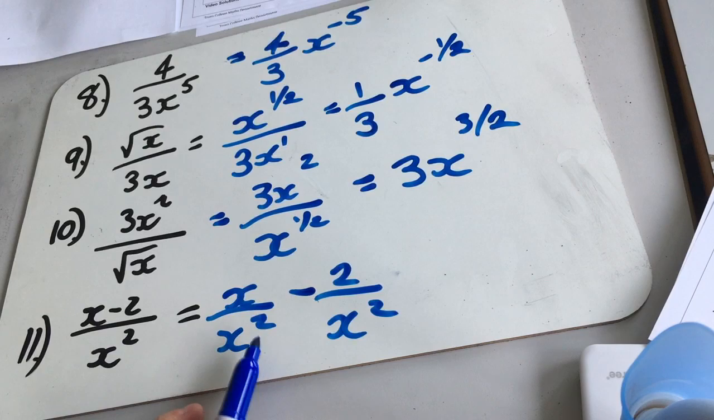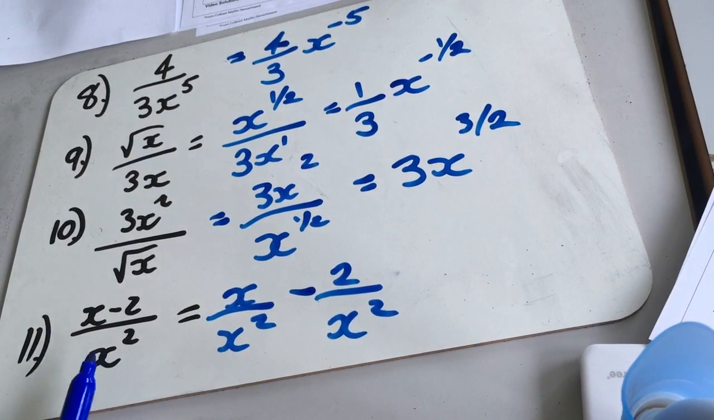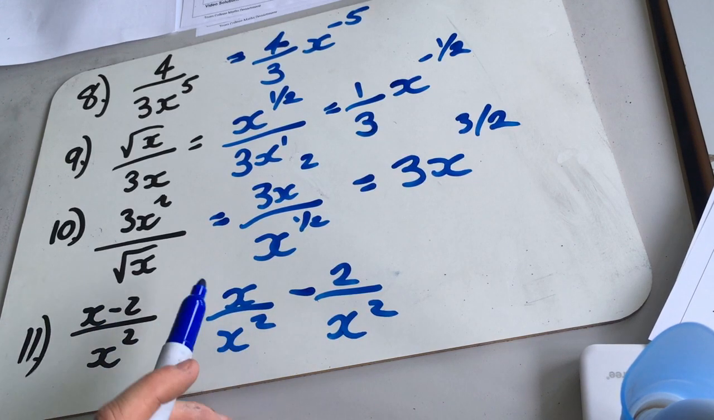Now that rule you can only do if there's one term on the bottom of the fraction. You're always allowed to do it when there's one term on the bottom. If you've got more than one term, and by that I mean 2 different things added together, you can't do this. So now we've got it written like this, we can simplify this one.